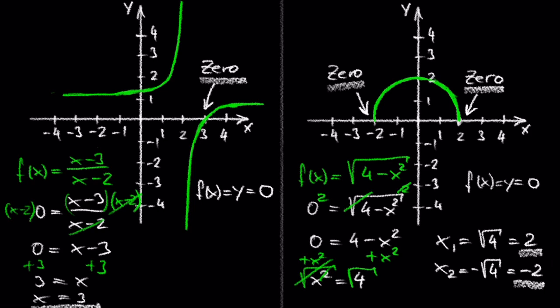We saw in this example that to find the zeros of a function, the graph of the function does not necessarily have to intersect the x-axis. It's enough when the graph, let's say, touches the x-axis.